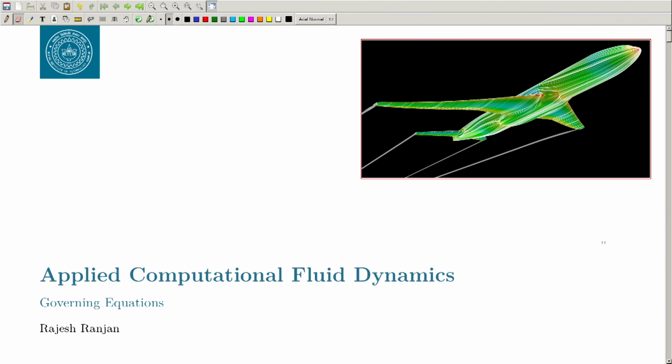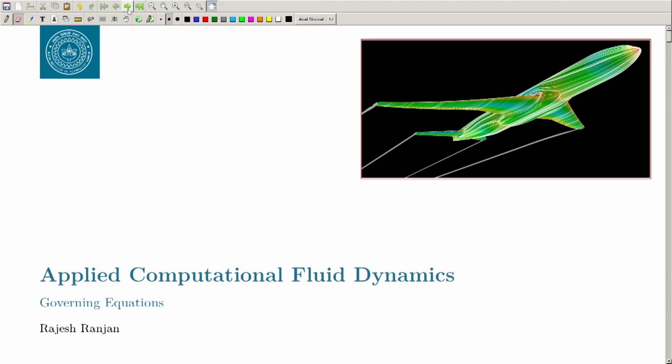And we have been discussing that for incompressible flow the energy equation is not that important, because you do not have change in temperature or the density, okay. But for compressible flow, the energy equation becomes very important.